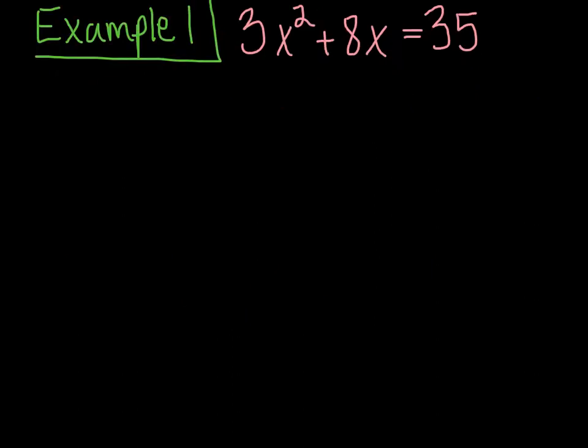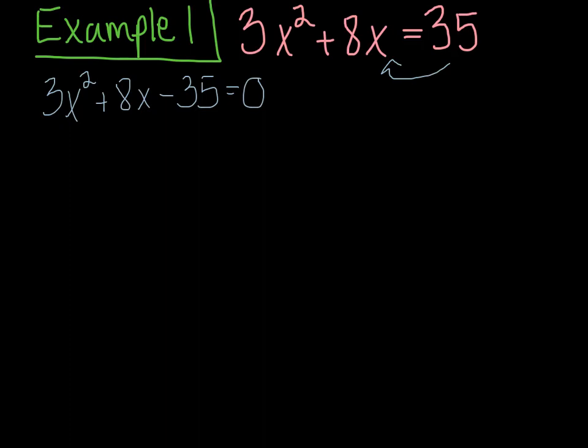Our first problem here is 3x squared plus 8x equals 35. Looking at what we were just talking about with the standard form of a quadratic equation, there is no equals 0, so we have to make sure we're in standard form. We must put this equal to 0, so it will say 3x squared plus 8x minus 35 equals 0. We had to move the 35 to the other side of the equal sign and set it equal to 0.